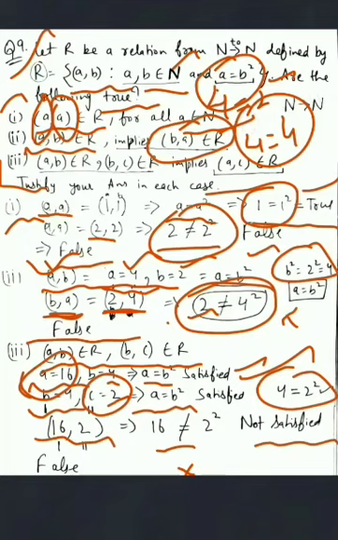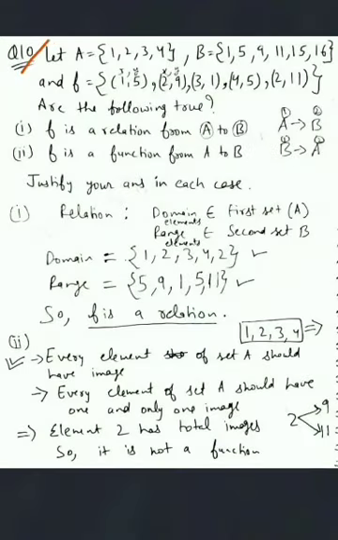Clear? See your question number 10. Let A equal to {1, 2, 3, 4} and B equal to {1, 5, 9, 11, 15, 16}. And the function is {(1, 5), (2, 9), (3, 1), (4, 5), (2, 11)}. Are the following true? These are the two conditions. We need to find whether these two conditions are true or false. Justify your answer in each case.